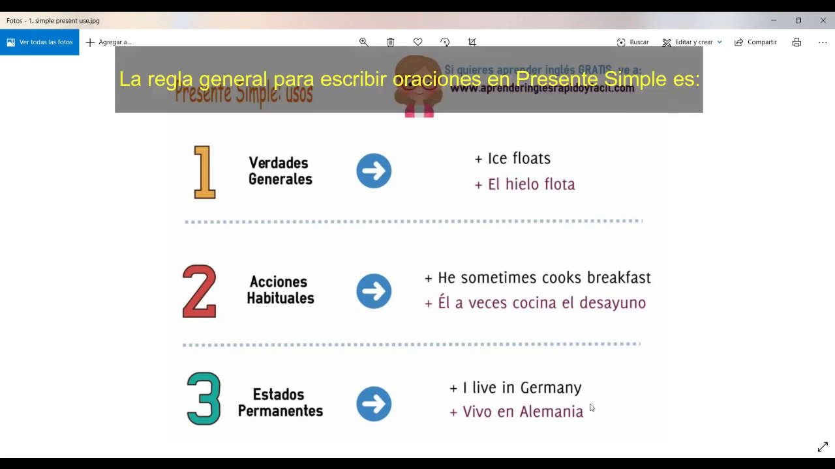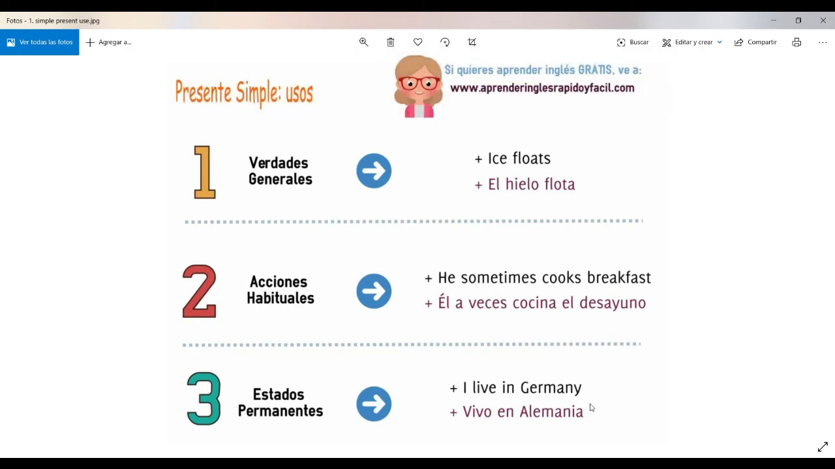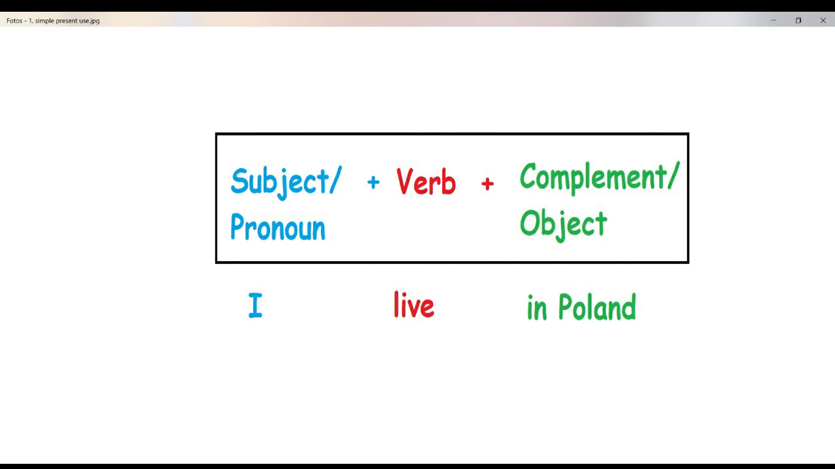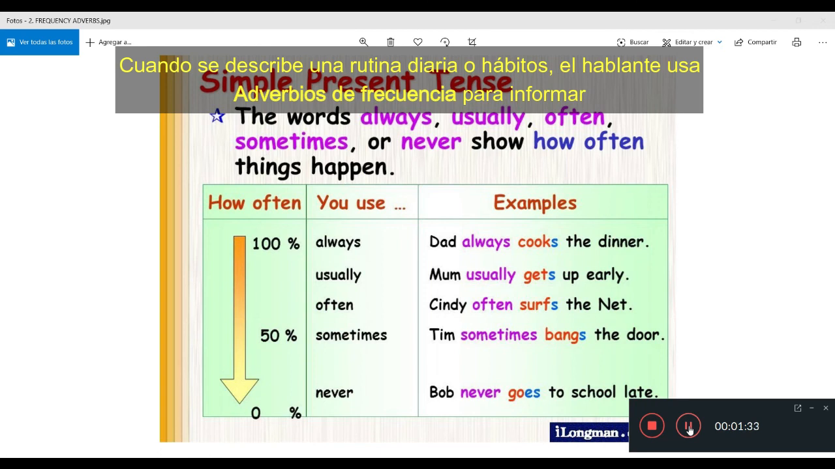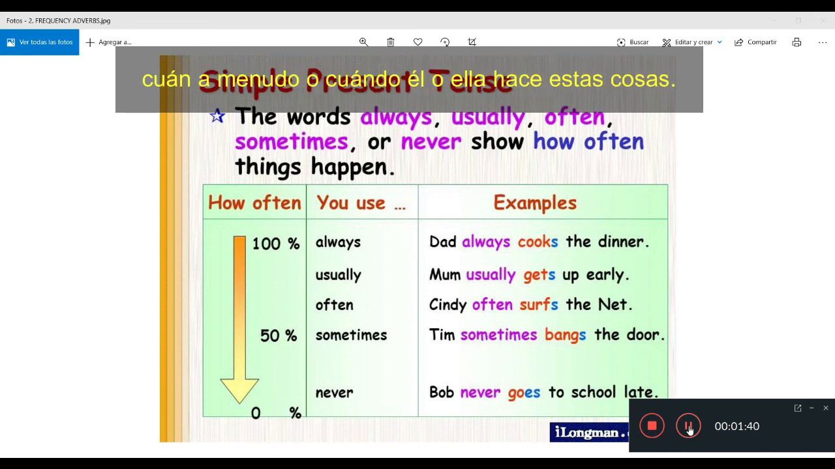The general rule to write a simple present sentence is subject, pronoun, verb, complement, object of the verb. For example, I live in Poland. In Poland is the object that the verb refers to. When describing daily routine or habits, the speaker uses frequency adverbs to inform how often or when he/she does these things.